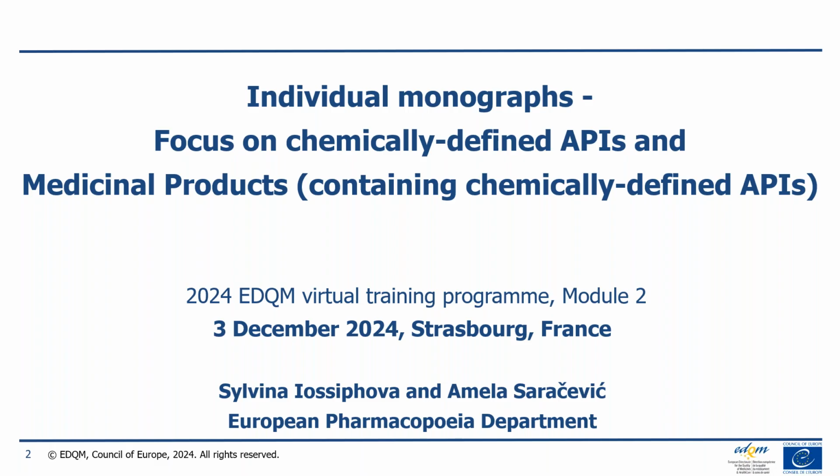My name is Silvina Josifova and I work as a Scientific Program Manager in the European Pharmacopoeia Department. Today, together with my colleague Amela Sracevic, we will guide you through the different sections of an individual monograph. We will focus on monographs on chemically defined active substances and on medicinal products containing chemically defined APIs.